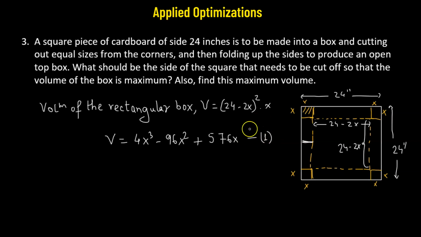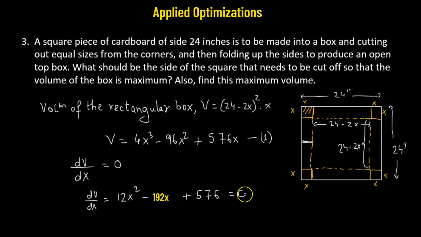So this is the volume of the box, and the box does not have any top. It's an open top box. All we have to do now is to maximize this volume. Since this is only a function of x, we need to find its derivative with respect to x and equate it to 0. So let's begin. dV over dx is equal to the derivative of 4x cubed, which is 12x squared, minus 192x, plus the derivative of 576x, which is 576. We set this equal to 0.